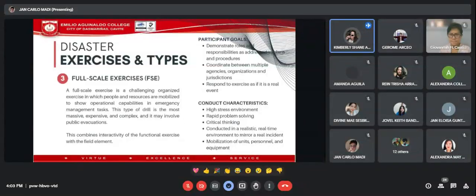Conducted in a realistic real-time environment to mirror a real incident. So yung exercise na to kailangan closely replicate niya yung conditions ng totoong disaster. Tsaka yung realism na yun kasi matutulungan yung mga participant na ma-experience kung ano yung mga challenges na nandun kapag mayroong emergency. And of course, lastly, yung mobilization of unit, personnel, and equipment. Next slide po.